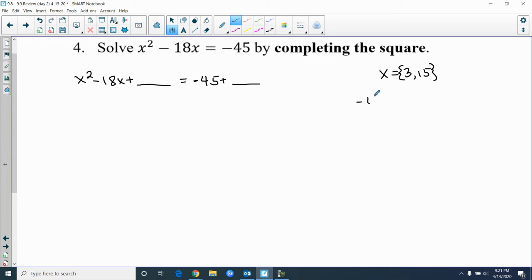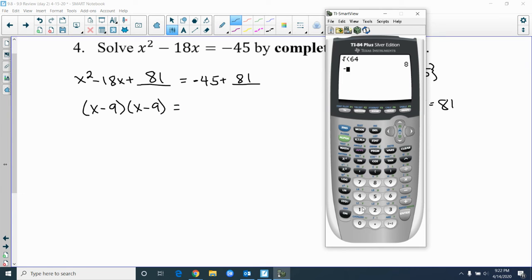Take the negative 18 divided by 2, which is negative 9. When you square it, make sure you put parentheses around it. It is positive 81. This number right there is always a positive number. Now two numbers that multiply to get 81 and add to get negative 18: negative 9 and negative 9. What's negative 45 plus 81? You get 36.